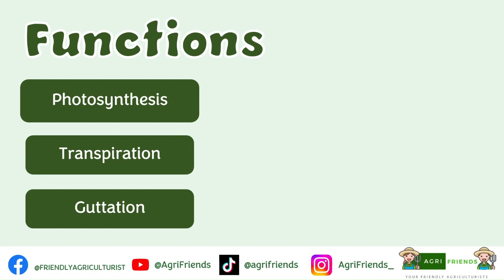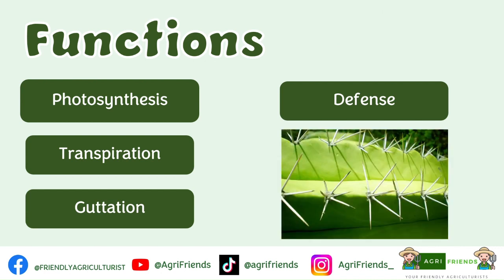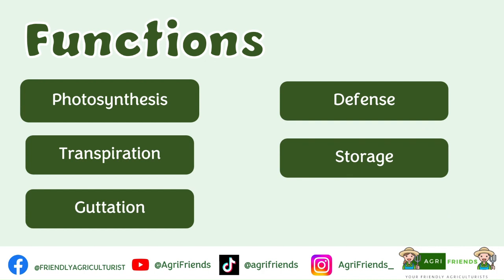Also, some leaves have defense mechanism. These are modifications in their structure to avoid being eaten or damaged. For example, the spines of cacti. Some also develop waxy coating to prevent water loss. Lastly, since the leaves are the main site of photosynthesis, they serve as storage of water and nutrients.